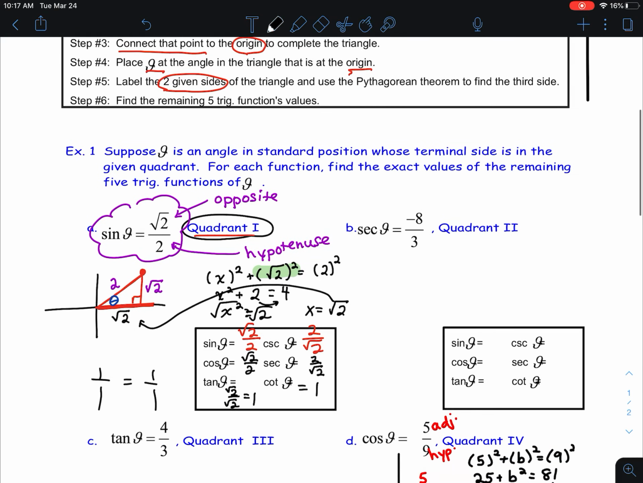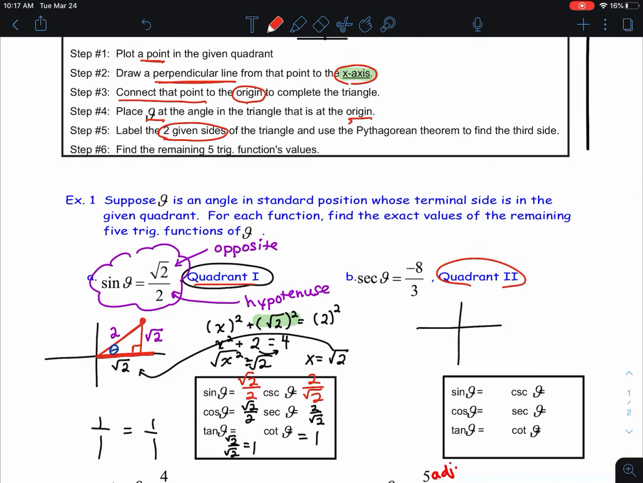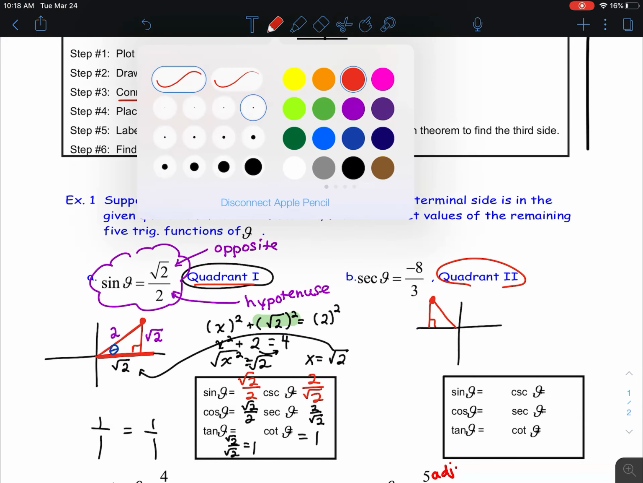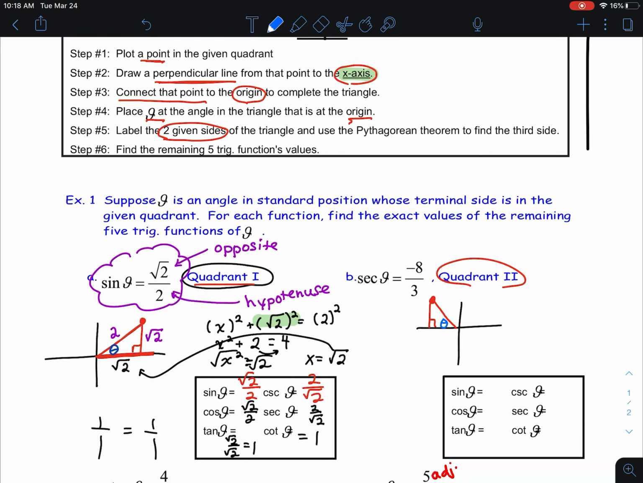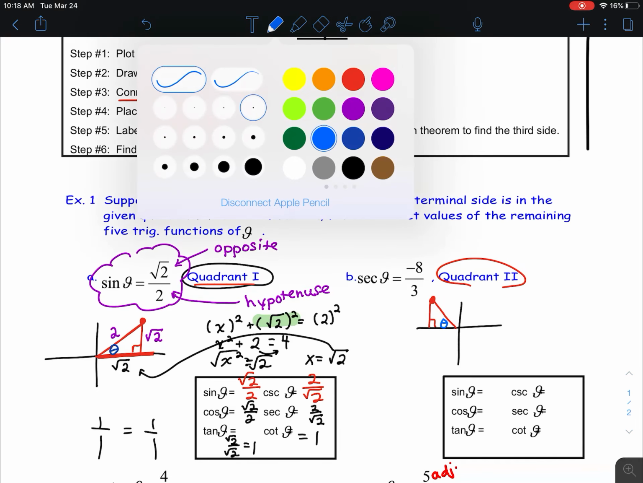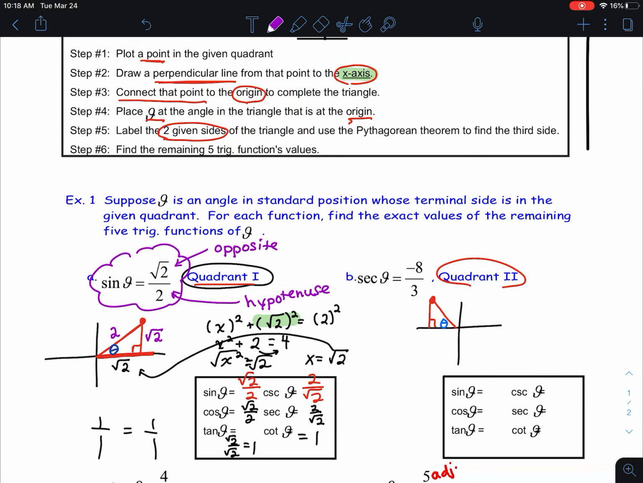Okay, you'll notice in this problem, we're going to start this out. We're going to draw an XY axis. Okay, we're going to look at what quadrant they named. Okay, they named quadrant 2. So if we look at our steps here, quadrant 2 is over here. So I'm going to put a point anywhere in quadrant 2, and then I'm going to drop a perpendicular line, or segment rather, from that point to the x-axis, and I'm going to connect that point directly to the origin. I'm going to place the theta symbol at the angle closest to the origin, and then I'm going to look at the trig function I'm given.